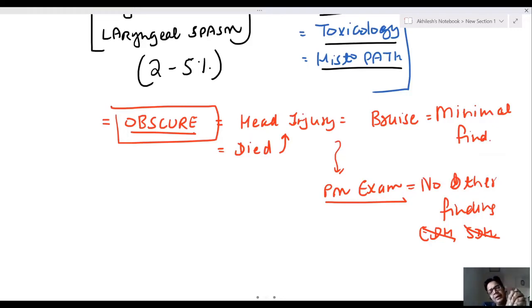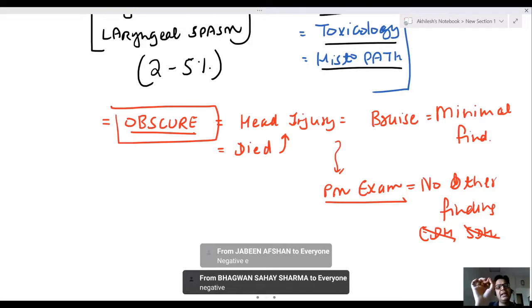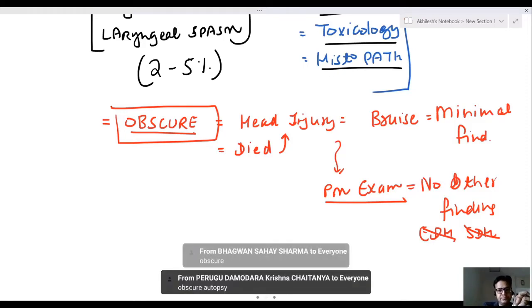After postmortem, after lab investigation, after histopathology, after toxicology, we are not able to decide the cause of death. Which autopsy is this? Negative autopsy. You have minimal finding in postmortem without significant finding of cause of death. What's the name of this autopsy? Obscure autopsy.